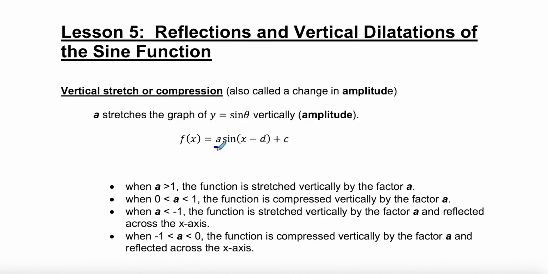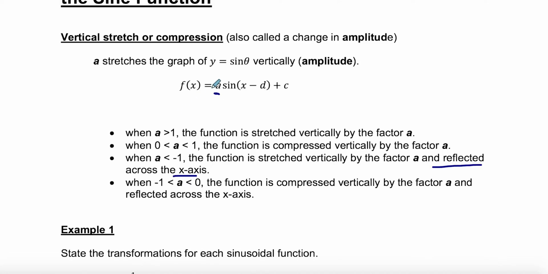And that A value is going to tell you whether you have a stretch. If there's a stretch, then the A value is going to be greater than 1. If it's a compression, then the A value is going to be a fraction between 0 and 1. As well, just like with quadratics, if there's a negative sign right after the equal sign and the A is negative, the function is going to be reflected across the x-axis. So we can flip this and reflect it upside down. If we have a fraction in the front and it's negative, we would just have a compression of this function and a reflection across the x-axis.